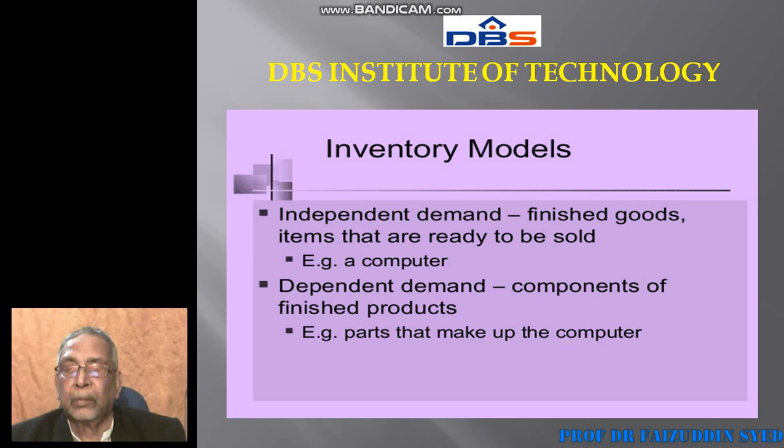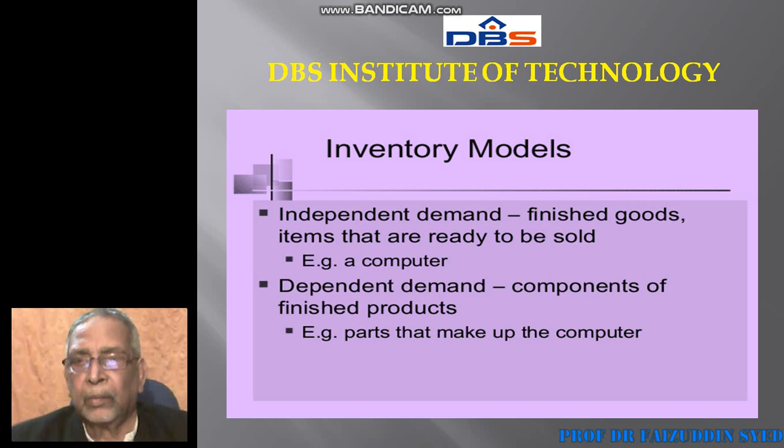What's an independent demand model? An independent demand model is a finished product which is ready to be sold. For example, a computer. A computer consists of hundreds of small components. After assembling all these small components, the computer is ready to be sold.